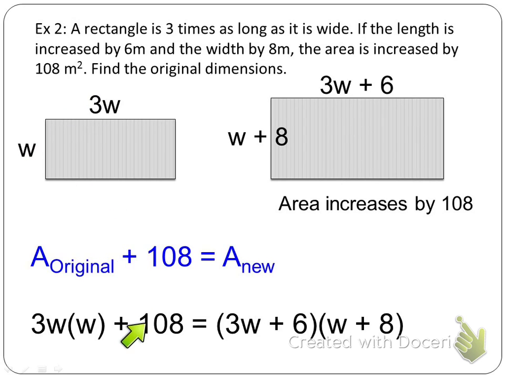So, to find the area of the original, you'd multiply these two. I still need the plus 108. To find the area over here, I'd multiply these two. So this is the equation that I need to solve. Then I'm going to need to plug it back in to find the dimensions of the original rectangle. What are your questions?